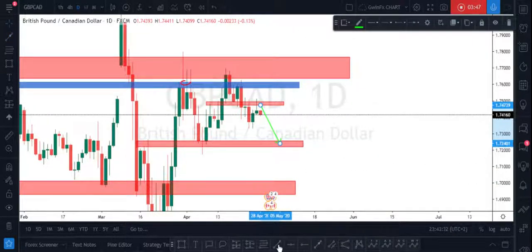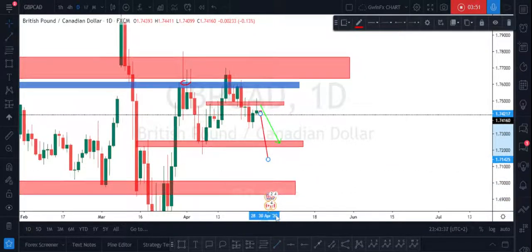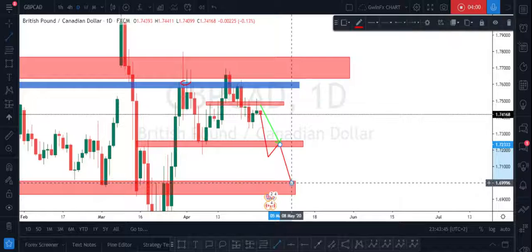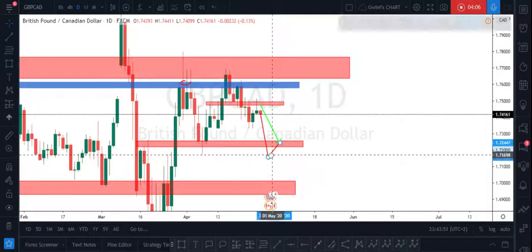If price can come into this zone and make a retest of this zone, we'll wait for a retest of the structure to continue the push to the downside. I just have to predict the market and not start making decisions immediately, so we have to have a trading plan. This is our plan for the pound card.